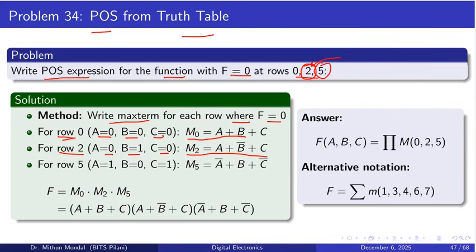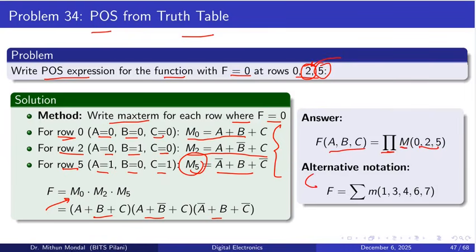Third one we have 5. So row 5 we have A 1, B 0, C 1. The M5 expression that we have is A bar plus B plus C bar. So once we have obtained this, we can easily obtain the product of these terms and then put it here. That will be the product of sums. So the answer, we can represent the POS of the 3 variables ABC from the truth table as the product of the capital M, which represents the max terms, 0, 2 and 5.